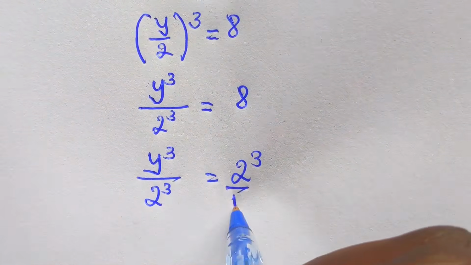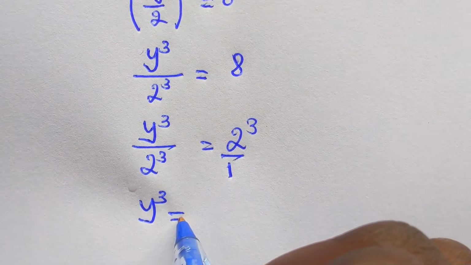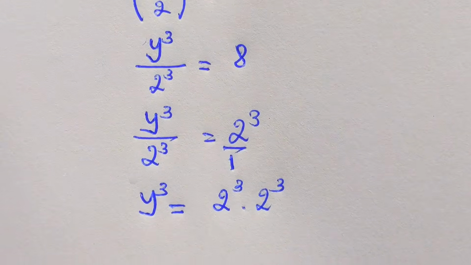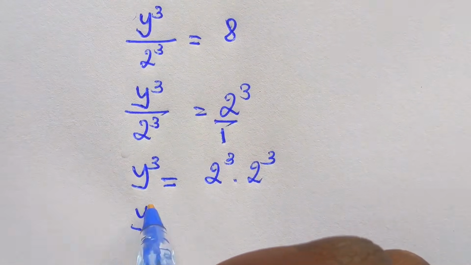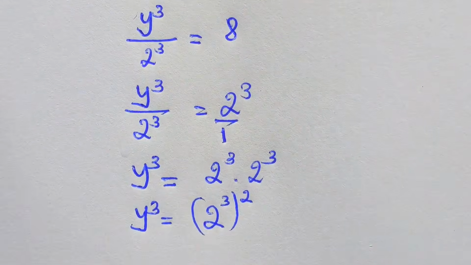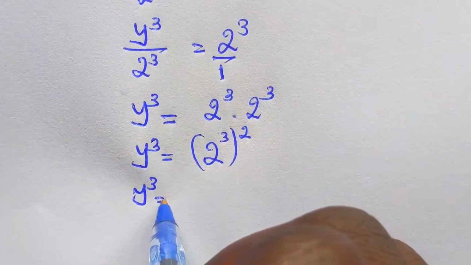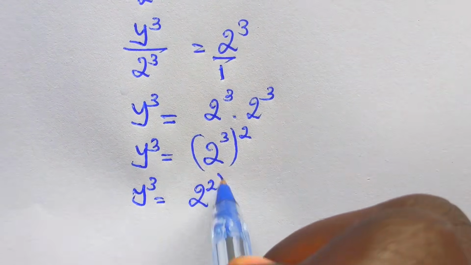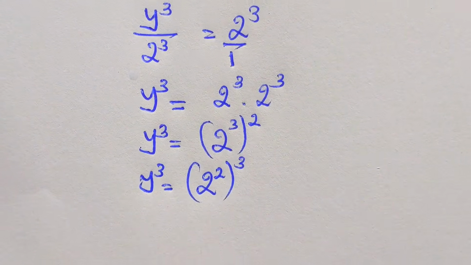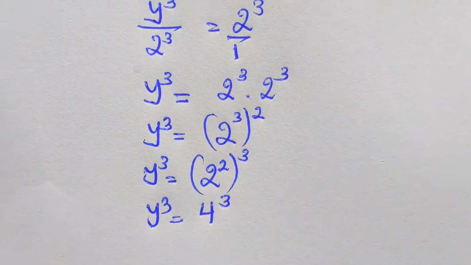right? Due to cross multiplication, we shall get y^3 which equals 2^3 times 2^3 right here. And this will be y^3 which equals 2^3, then times 2, or squared. And y^3 will be 2 squared, then power 3. And this identity, they are the same. y^3 will be 4^3.